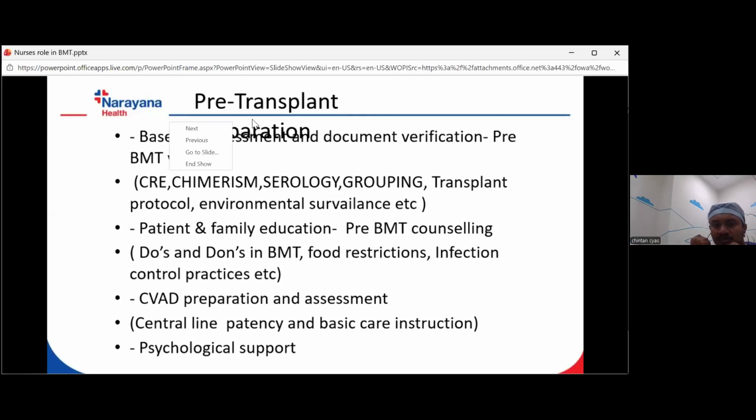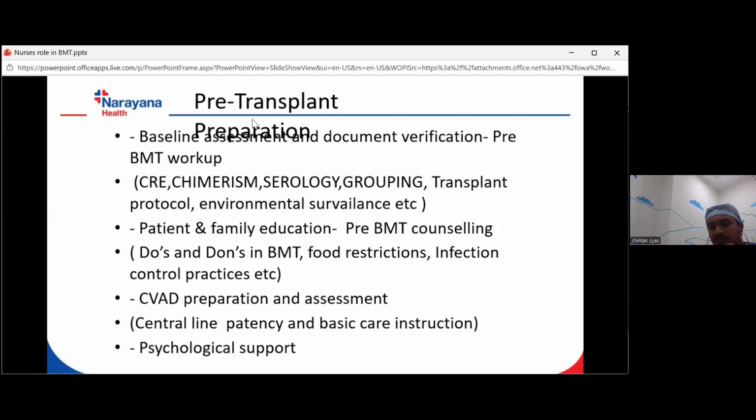It should be within the limits. So the environmental surveillance will be done before the patient is transferred to the BMT. Then patient and family education is very, very important before taking the patient inside the BMT. That is called pre-BMT counseling, the do's and don'ts in the BMT.